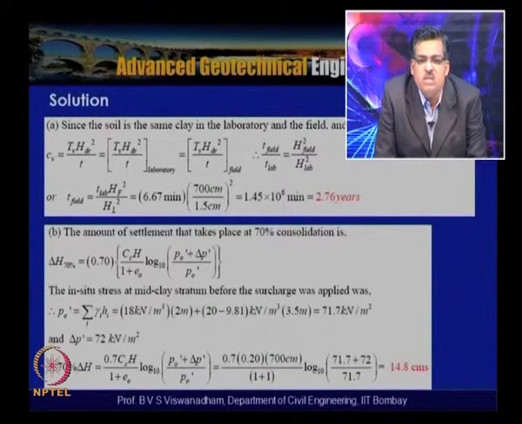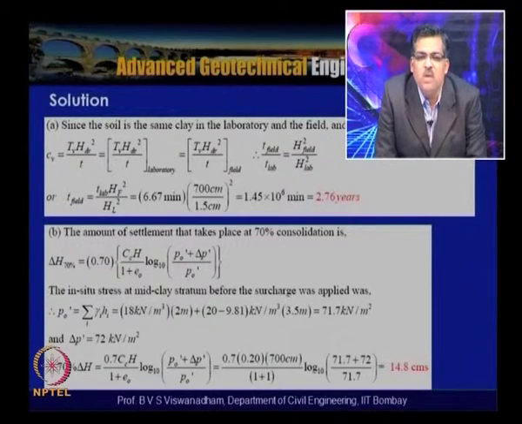integrity of the system. So, the amount of settlement that takes place at 70% consolidation, here what we need to understand is that the degree of consolidation is determined by settlement at any time to final consolidation settlement. So, settlement at 70% consolidation divided by the final consolidation settlement. So, because of that, the degree of consolidation is given as 0.7. For that, the settlement at 70% consolidation is obtained as 0.7 into the expression for the final consolidation settlement we have used here.